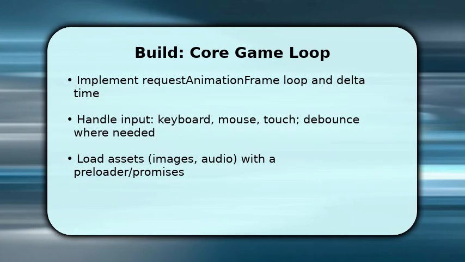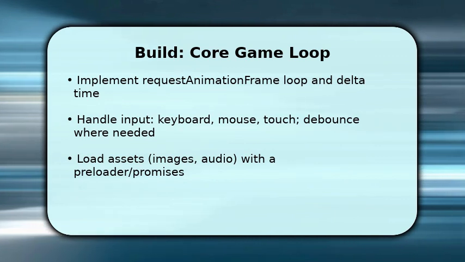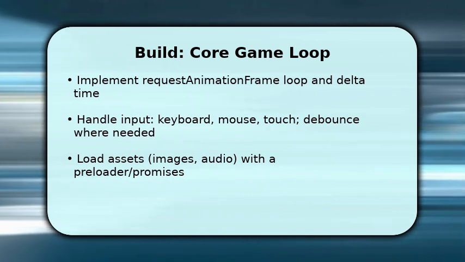You now create the engine that runs every frame. Implement a requestAnimationFrame loop and compute delta time to keep motion consistent. Once that core exists, add input handlers for keyboard, mouse, and touch, debounce or throttle where appropriate so input stays responsive. Next, build an asset preloader using promises so sprites and sounds are ready before gameplay starts.